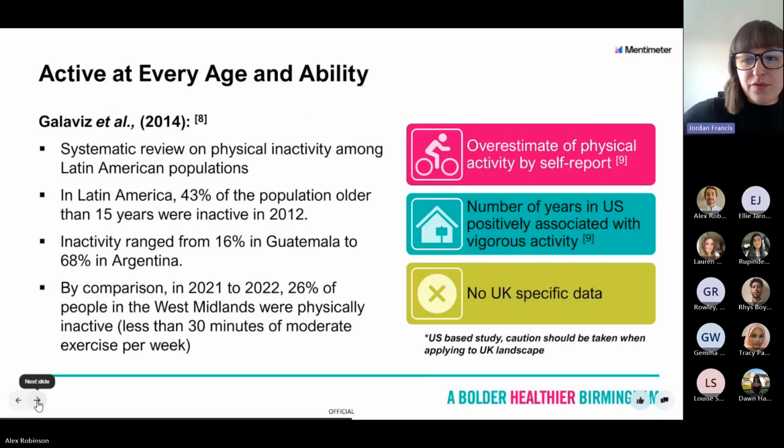We typically found that 43% of the population aged 15 or over was inactive, but this is from 2012. Those rates varied significantly, from 16% in Guatemala to 68% in Argentina. So, big variations in the physically inactive population. In comparison, in 2021 to 2022, 26% of people in the West Midlands were physically inactive. So we could see that people that have migrated from Argentina may have much larger rates of physical inactivity compared to the UK-born population.